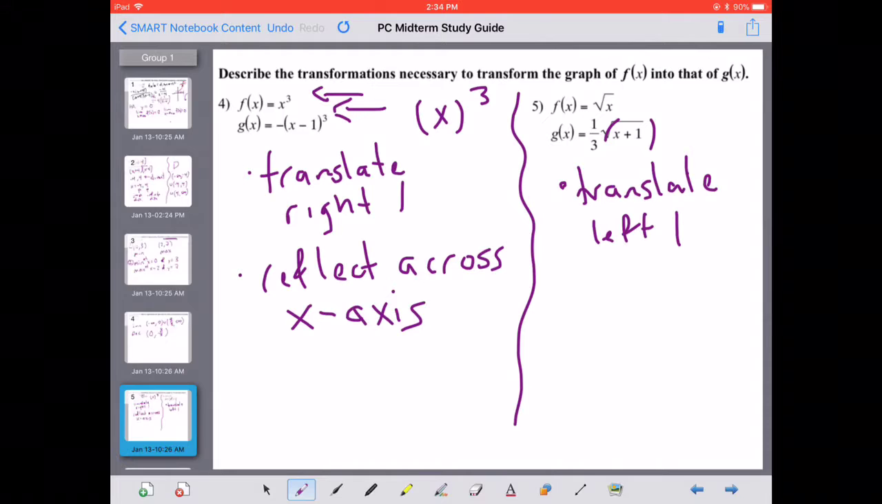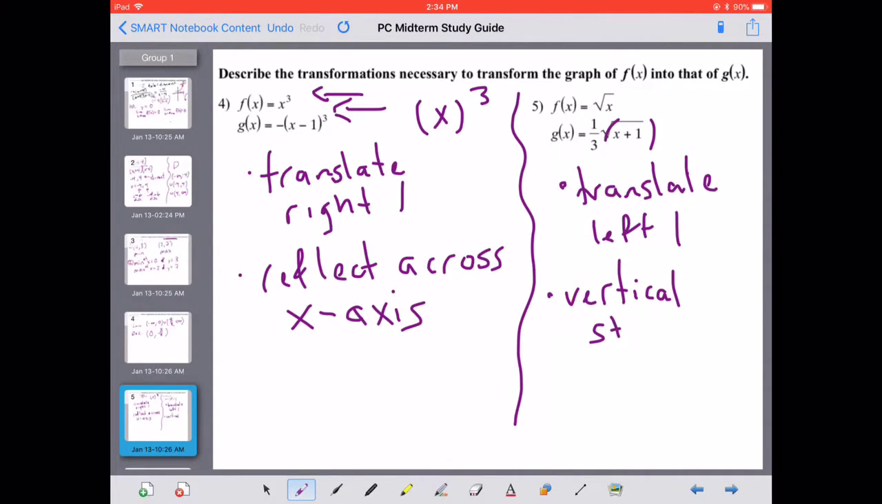Now we have this number on the outside. If we have a number on the outside, that's a vertical change, and we often call that a vertical stretch. And since our number is less than 1, we could also call it a compression, but let's just keep it as vertical stretch. We have to say of what factor, which just means what number we're actually multiplying by. So it's a vertical stretch of factor 1/3. Graphically, our parent function, square root x, would move over to the left 1, and then it would look like it got squished vertically down to 1/3 of its size.